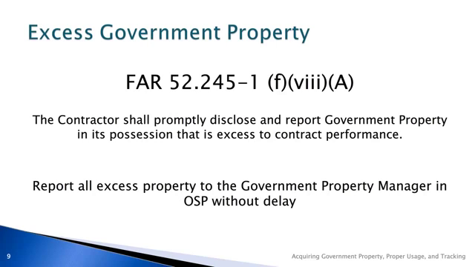If at any point government property exhausts its intended use, it must be promptly declared excess to contract performance. Since government property can only be used for the task on which it was acquired, once it has exhausted its intended use, the property cannot be used elsewhere without written approval from the contracting officer. Report all excess government property to the Government Property Manager in the Office of Sponsored Programs.